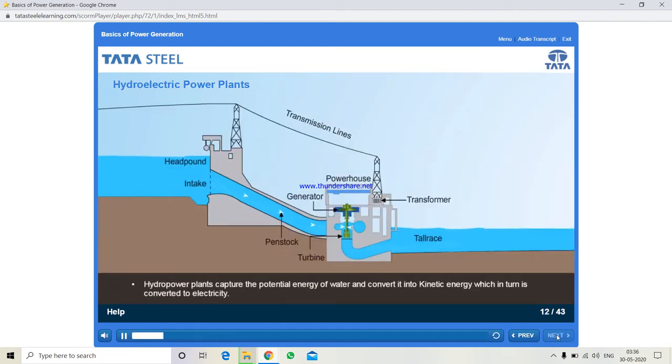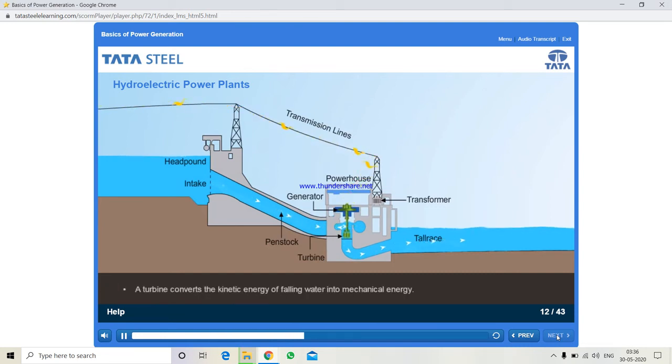Hydropower plants capture the potential energy of water and convert it into kinetic energy, which in turn is converted to electricity. A turbine converts the kinetic energy of falling water into mechanical energy. Then a generator converts the mechanical energy of the turbine into electrical energy.